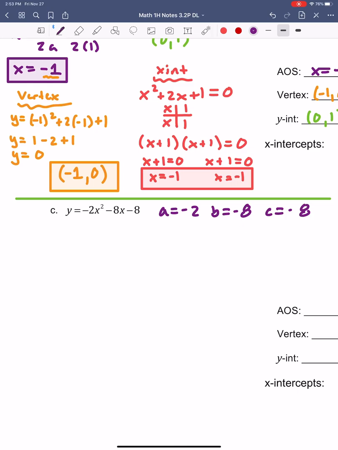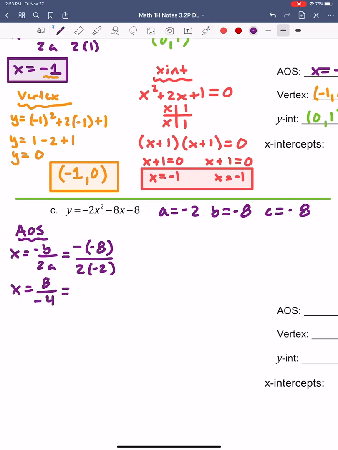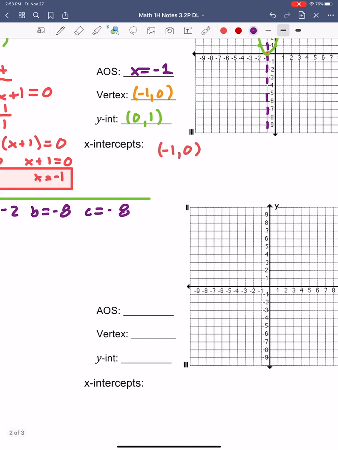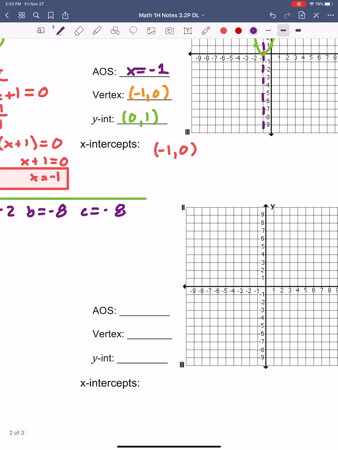So let's jump into it here. The AOS, axis of symmetry, x equals -b over 2a. So for this problem, we're going to have negative and then my b value, which is also negative. So that's negative and then -8 over 2 times -2. And so then that turns into +8 over -4. And then I can simplify that into -2. And so I get an axis of symmetry at -2. So I have x equals -2.